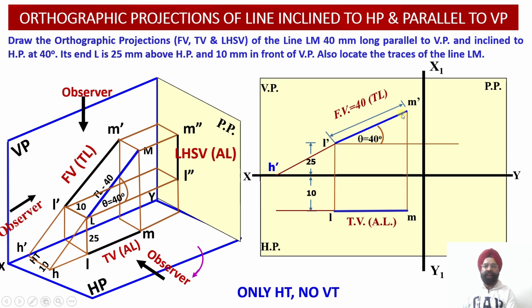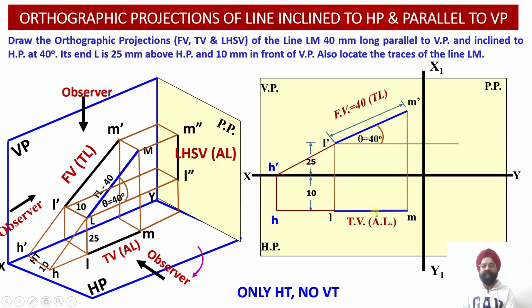Please check, we have extended the elevation projection line L dash M dash such that it meets the XY reference line at the point H dash, and from point H dash we draw a vertical projector line in such a way that it meets or intersects with either the plan projection line itself or its extension. This vertical projector line does not meet the plan projection line. So what we have to do?